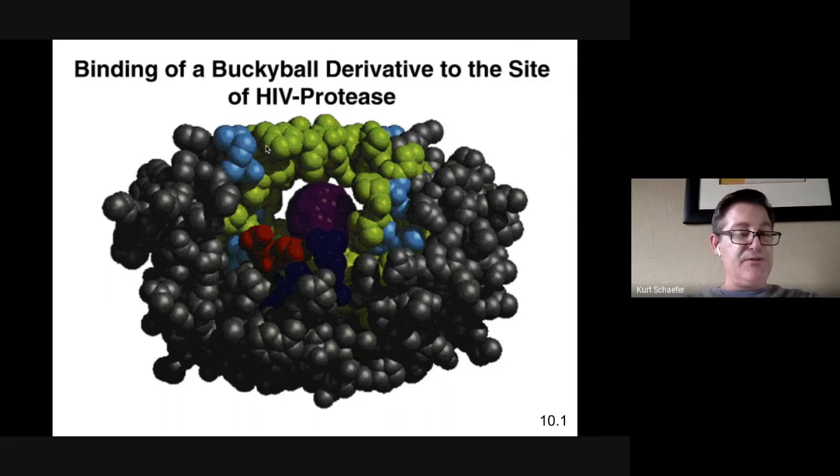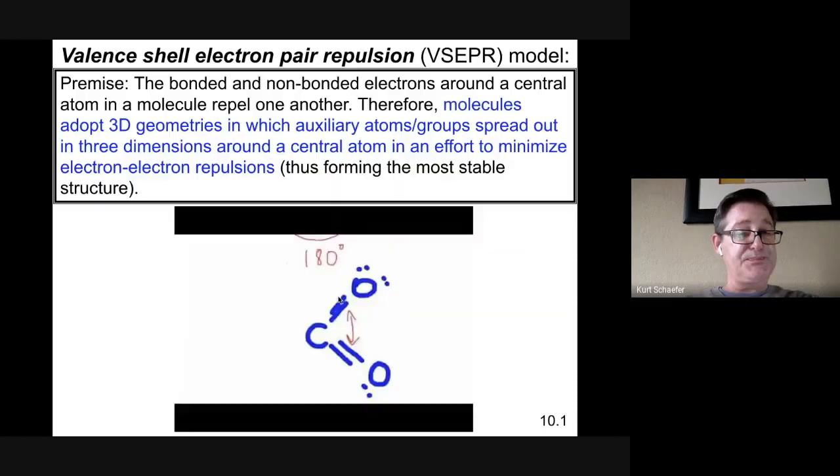And if the substrate that we provide, a drug of some sort, binds competitively with the bad enzyme that's doing harm to us, it's possible to mitigate or even stop the progress of a disease. And all of this is based on three-dimensional interactions.